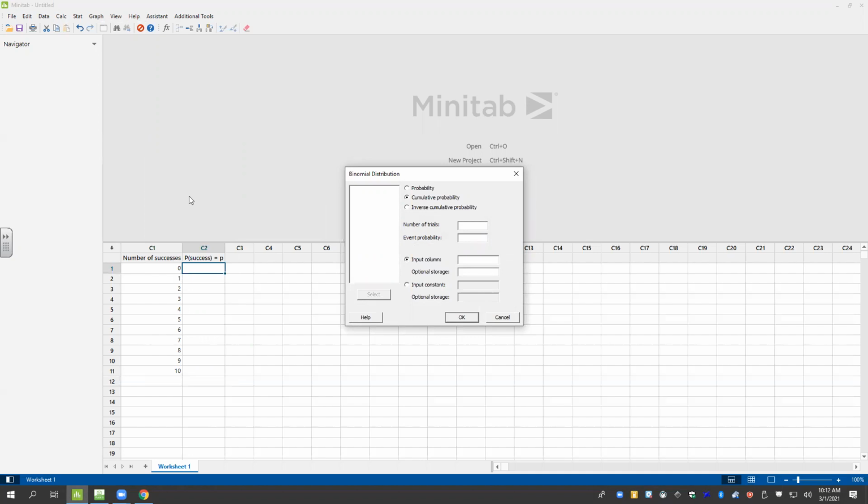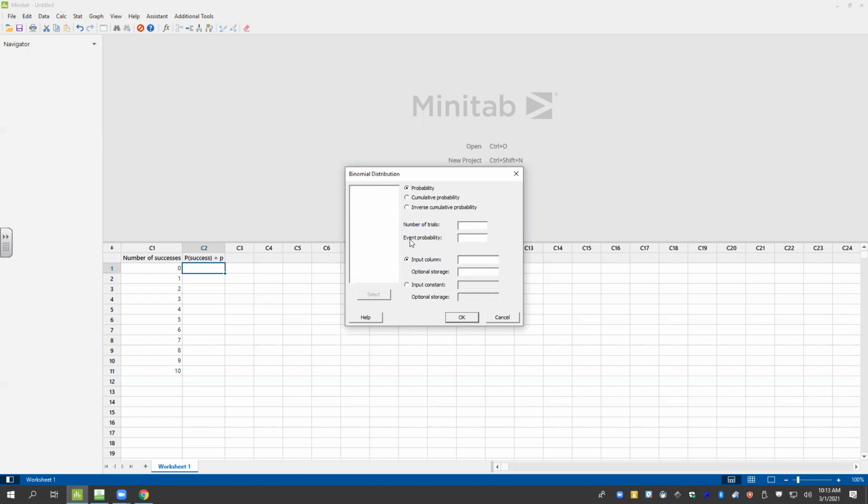We do have to change the default here. The default is to do a cumulative probability, which means it's going to add the probabilities as it goes. We don't want it to be cumulative. We want to look at individual probabilities. So I'm going to click the button next to just plain probability. I don't want it to be inversed, and I don't want it to be cumulative. So change it to probability.